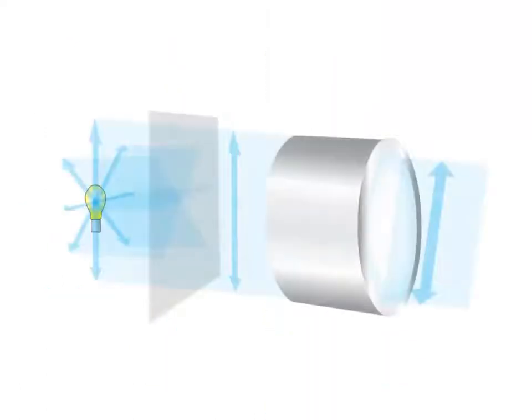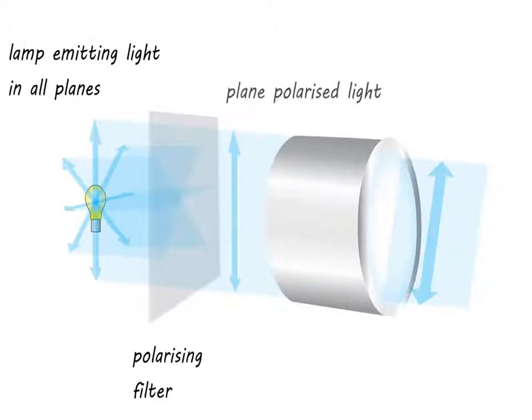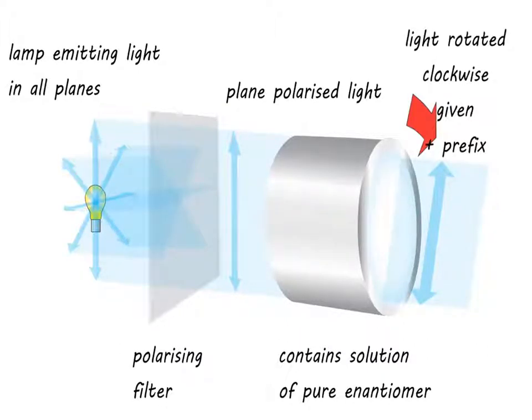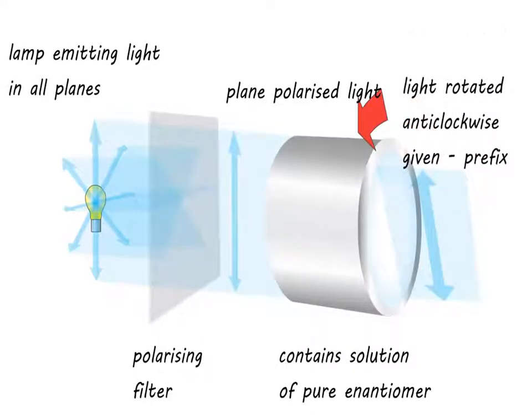The term optical isomer comes from the phenomenon that a single pure enantiomer in solution will rotate plane polarized light. If the enantiomer rotates plane polarized light in a clockwise direction, the isomer is given the plus prefix in its name, and if it rotates light in an anti-clockwise direction, it is given the minus prefix.